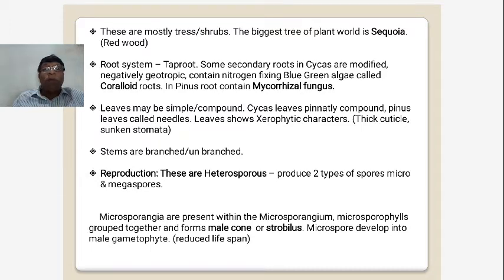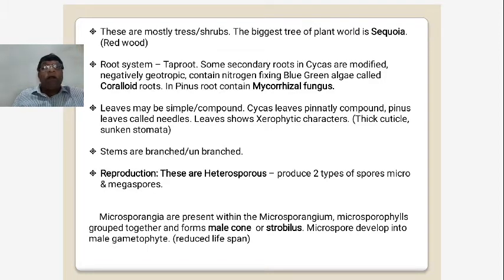See the size of the plant. The biggest tree of the plant world is Sequoia sempervirens, commonly known as redwood. It is a question of general knowledge for other competitive examinations. You must remember the name, Sequoia.